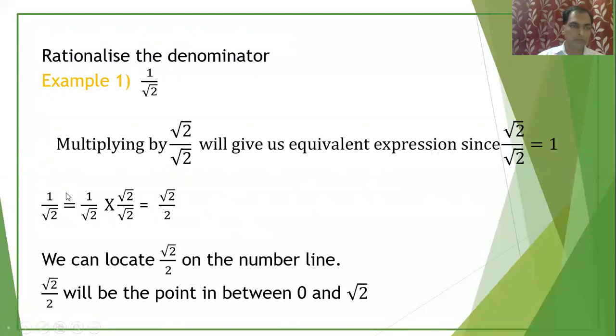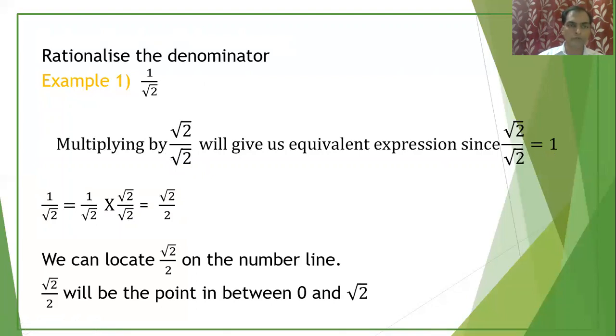So you can see here 1 upon root 2 is equal to 1 upon root 2 multiplied by root 2 upon root 2. 1 into root 2 is equal to root 2 and root 2 into root 2 is equal to 2. And also we can see that we can multiply by this root 2 upon root 2 because root 2 upon root 2 is equal to 1. Any number into 1 gives the same number.